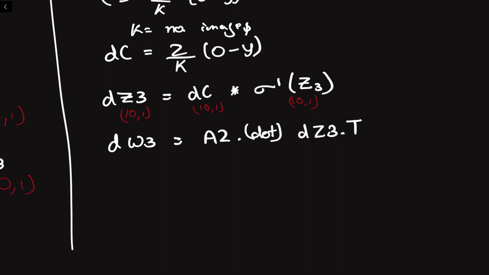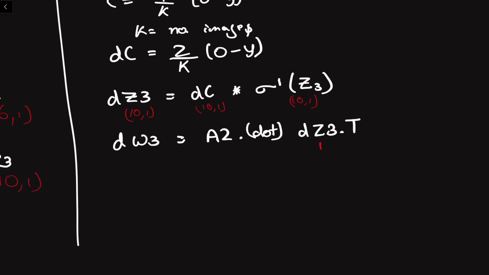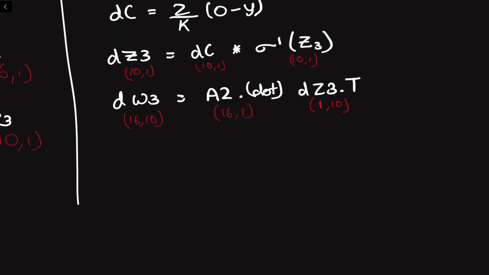Let's look at the dimensions real quick. This is going to be 1,10, and A2 is 16,1, and DW3 16,10. All right, they match. The dimensions match. DW3 is going to have the same dimensions as W3.